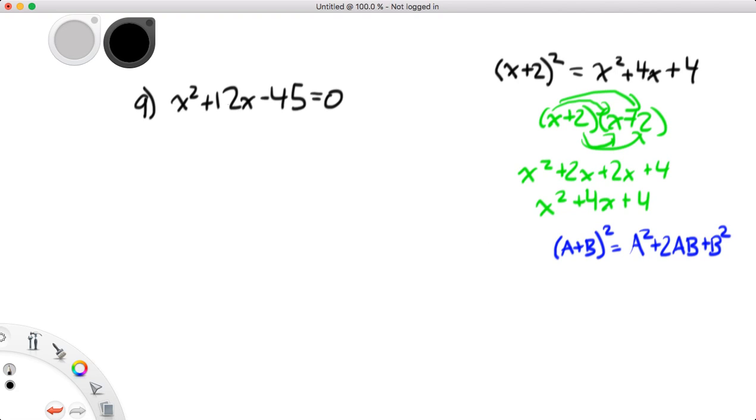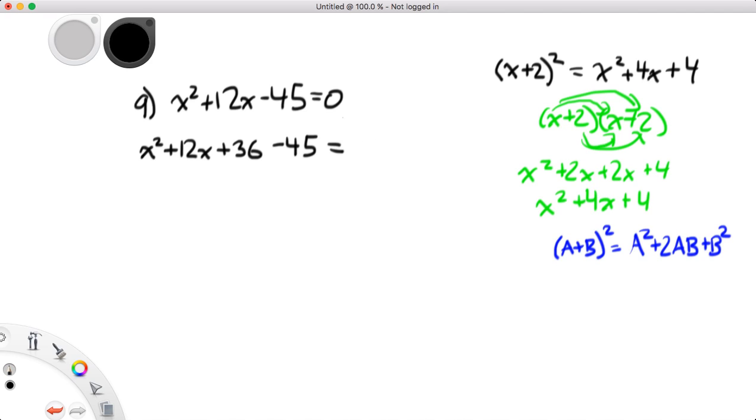So in this case, the x is the a and the 2 is the b. So this is equal to x squared plus 2 times a times b. Okay, so a times b is 2x, right? Because x times 2 is the same as 2 times x, which is 2x. And I'm going to do 2 times a times b, so that's going to be x squared plus 4x. And then b will be squared, and that'll be x squared plus 4x plus 4.